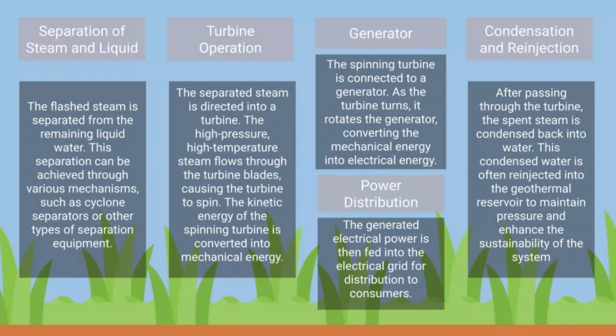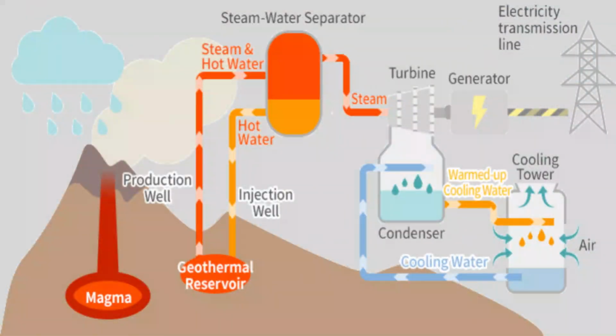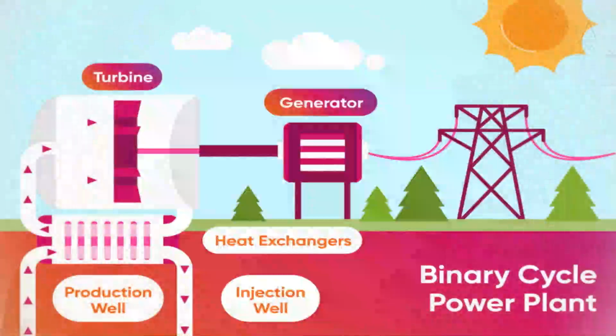separation equipment. Then it is similar to the dry steam power plants, where they have turbine operation, generator, power distribution, and also the condensation and reinjection. Okay, the next slide I will show you. This is a little bit of how the flash steam power plant is converted into a diagram.